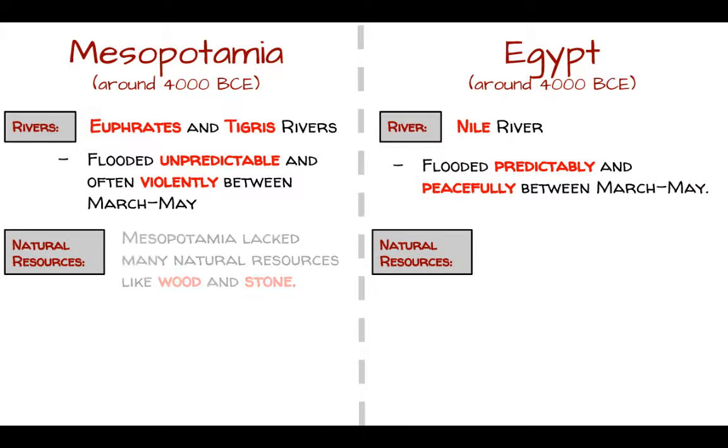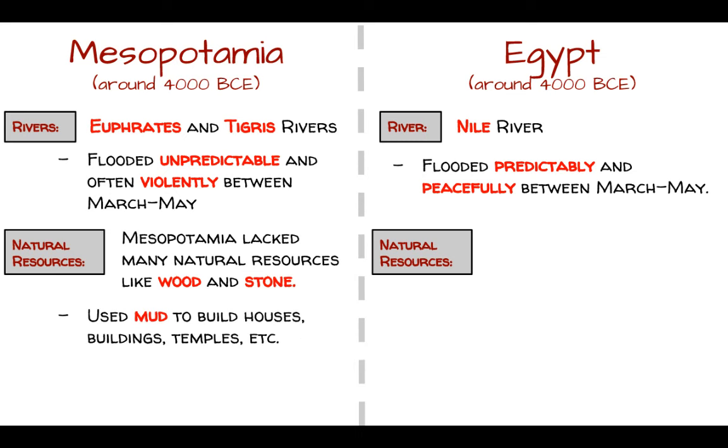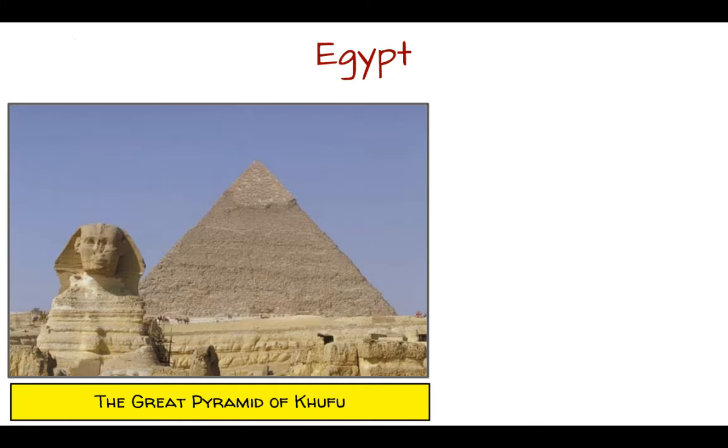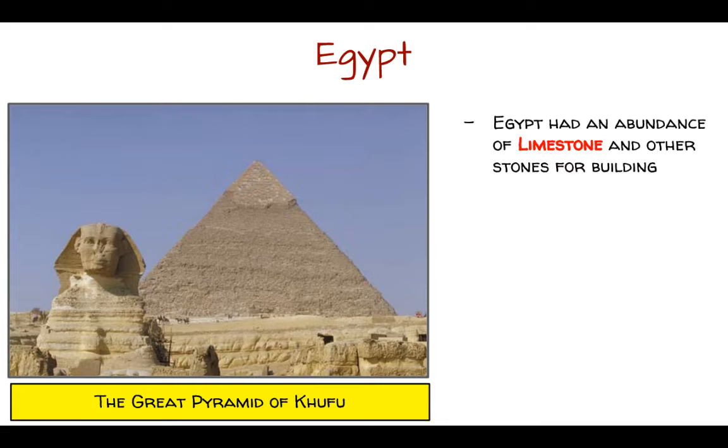The natural resources of Mesopotamia, we said, were very little. In fact, the best natural resource of Mesopotamia is mud. So they would use mud bricks to build houses, temples, buildings, etc. However, in Egypt, the best natural resource is limestone and different types of hard rocks. So when we look at Egypt, they had an abundance of limestone and other items for building.